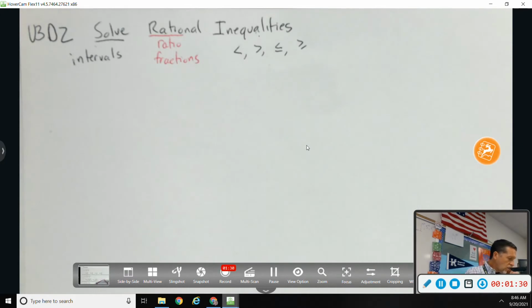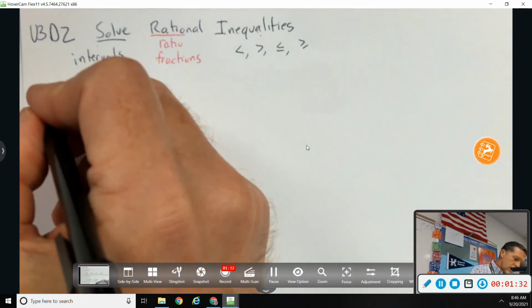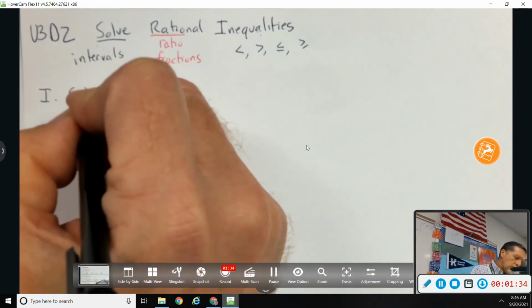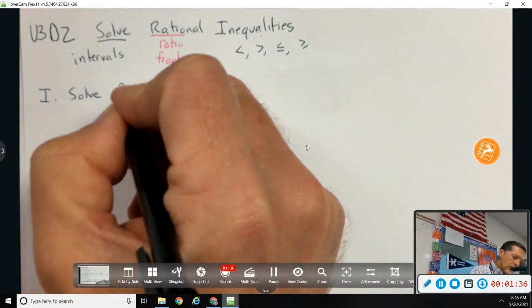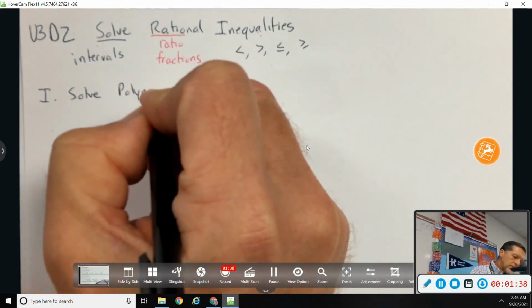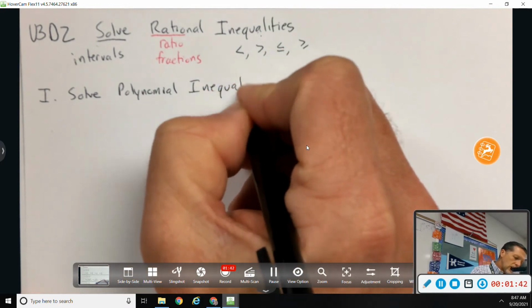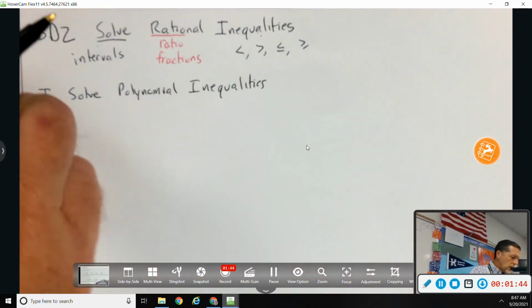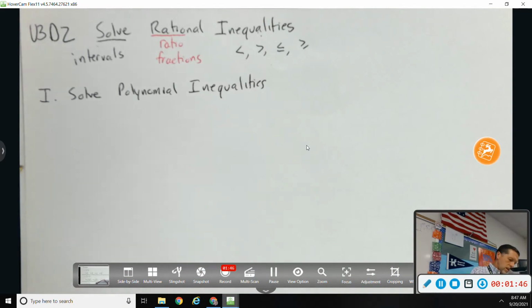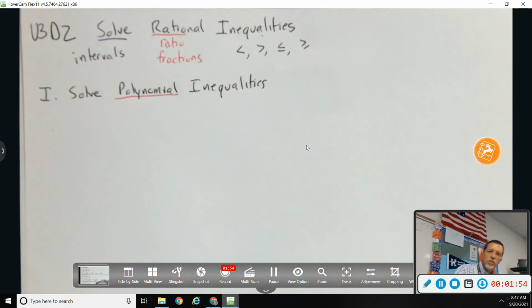Now let's start, let's actually back up a second and let's solve polynomial inequalities. And we'll do two of these, meaning polynomial, and then we'll switch over and do two rational inequalities.